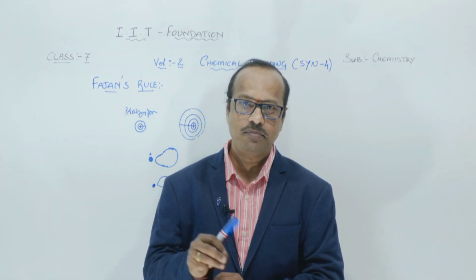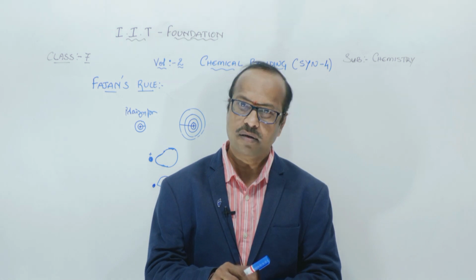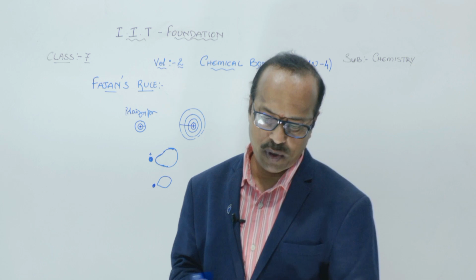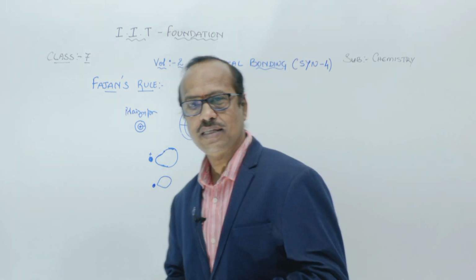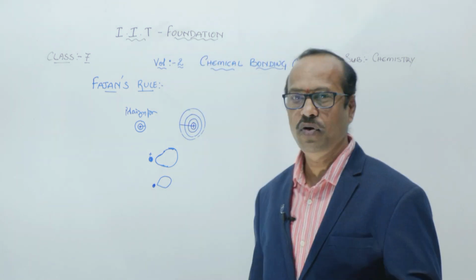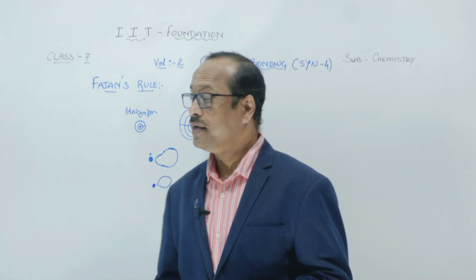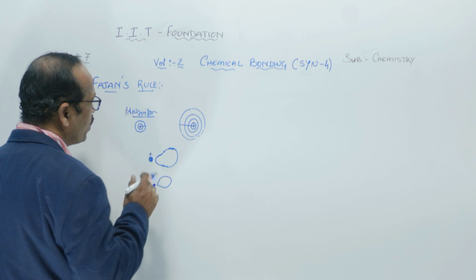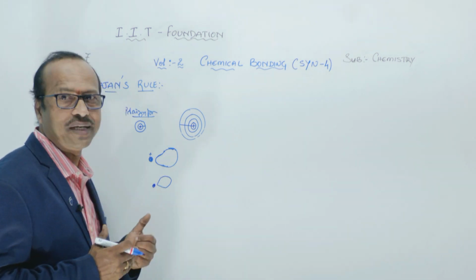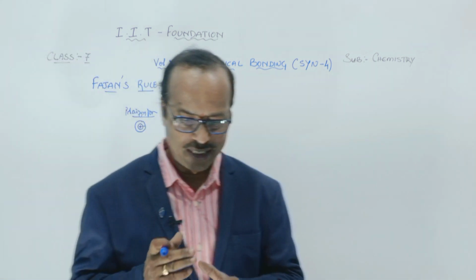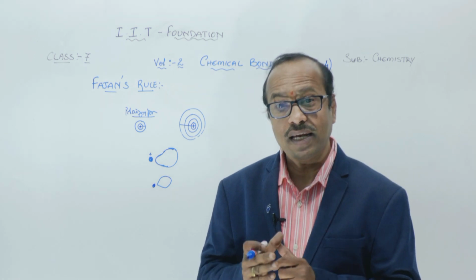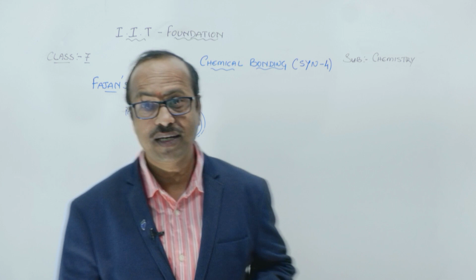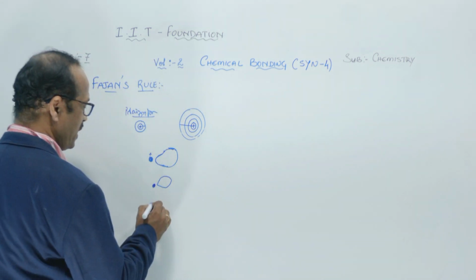A covalent compound has some amount of ionic nature, and ionic compounds have some covalent nature. So that is about Fajan's rule. What Fajan's rule explains is how much the polarizing power increases; as the polarizing power increases, the covalent nature in the ionic compound also increases.